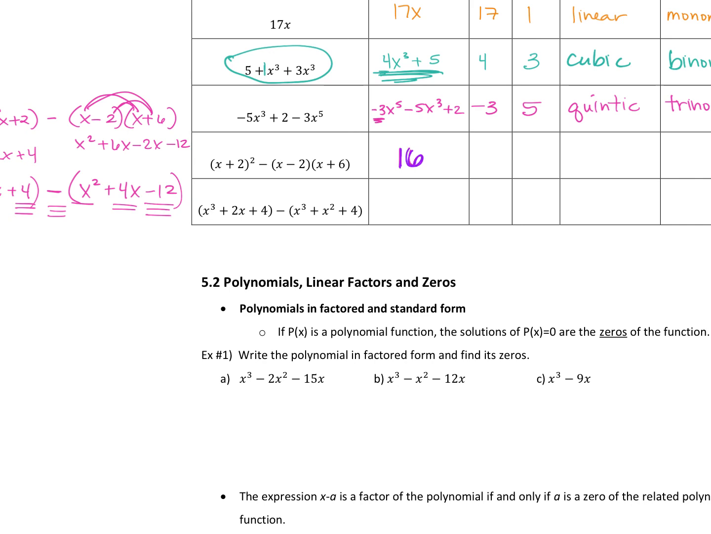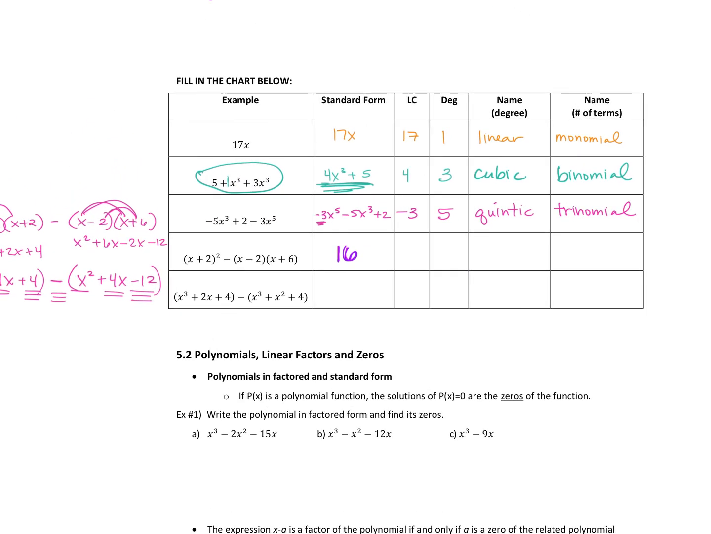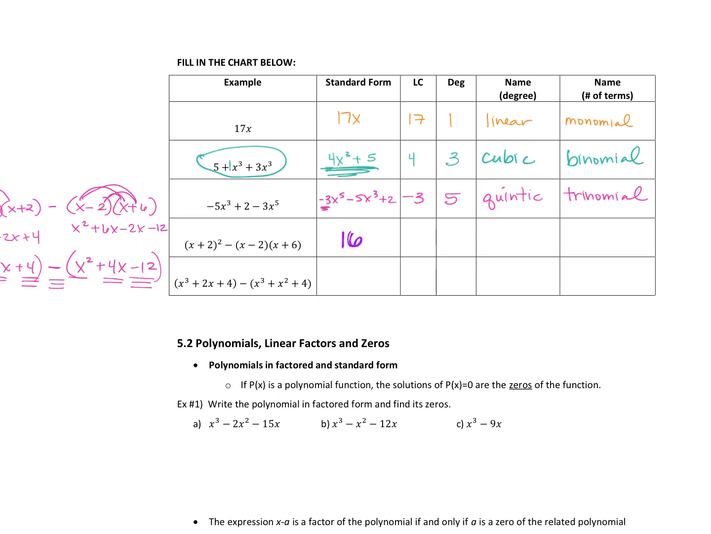Okay, so that's 16, which means the leading coefficient, 16. There's not technically anything to lead, but you can just say 16 there. What's the degree? 0. The name by the degree is constant. And this is a monomial.